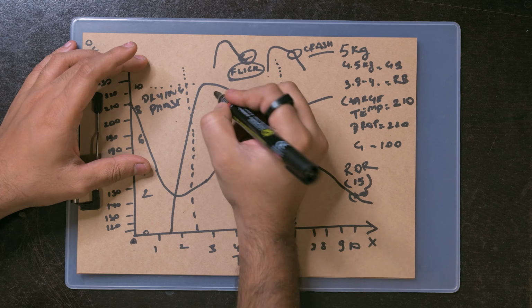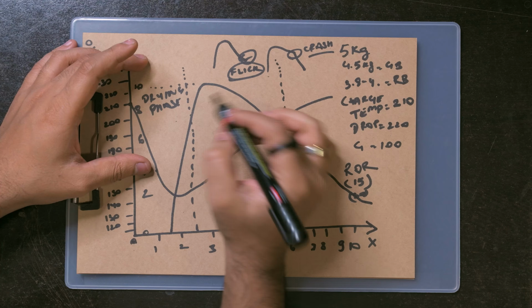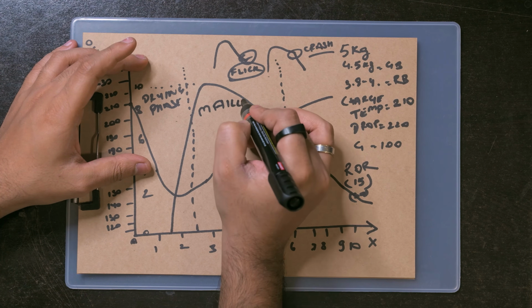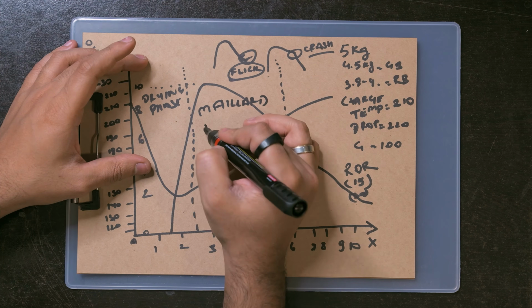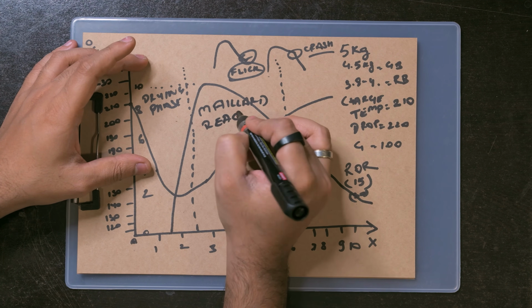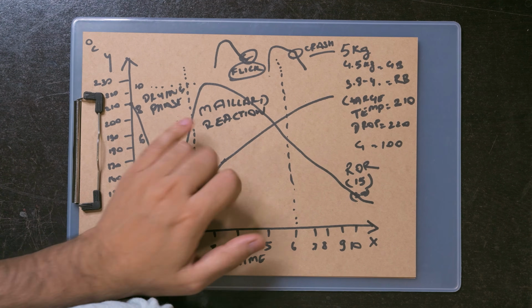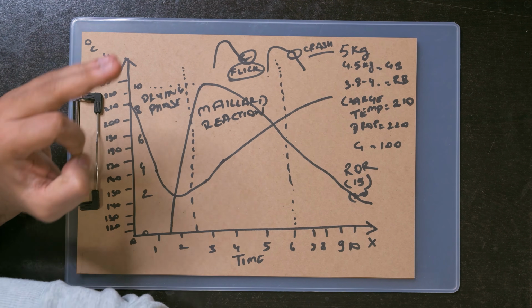Alright, this is one of the most important phases. It's called the Maillard reaction phase. Here is where you can actually manipulate the taste of the coffee. Be it you want more sweetness, do you want more acidity? So we'll go into the depth of it again later on. This is just an example or a baseline.